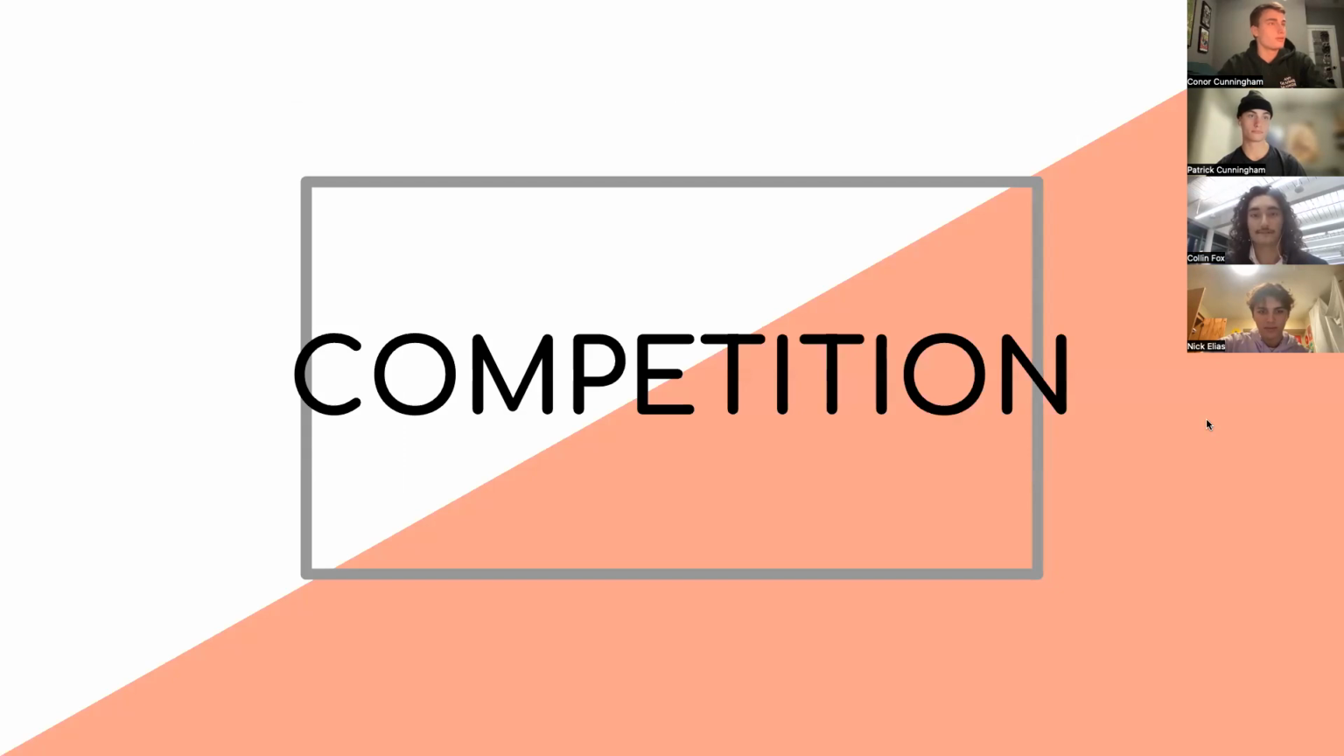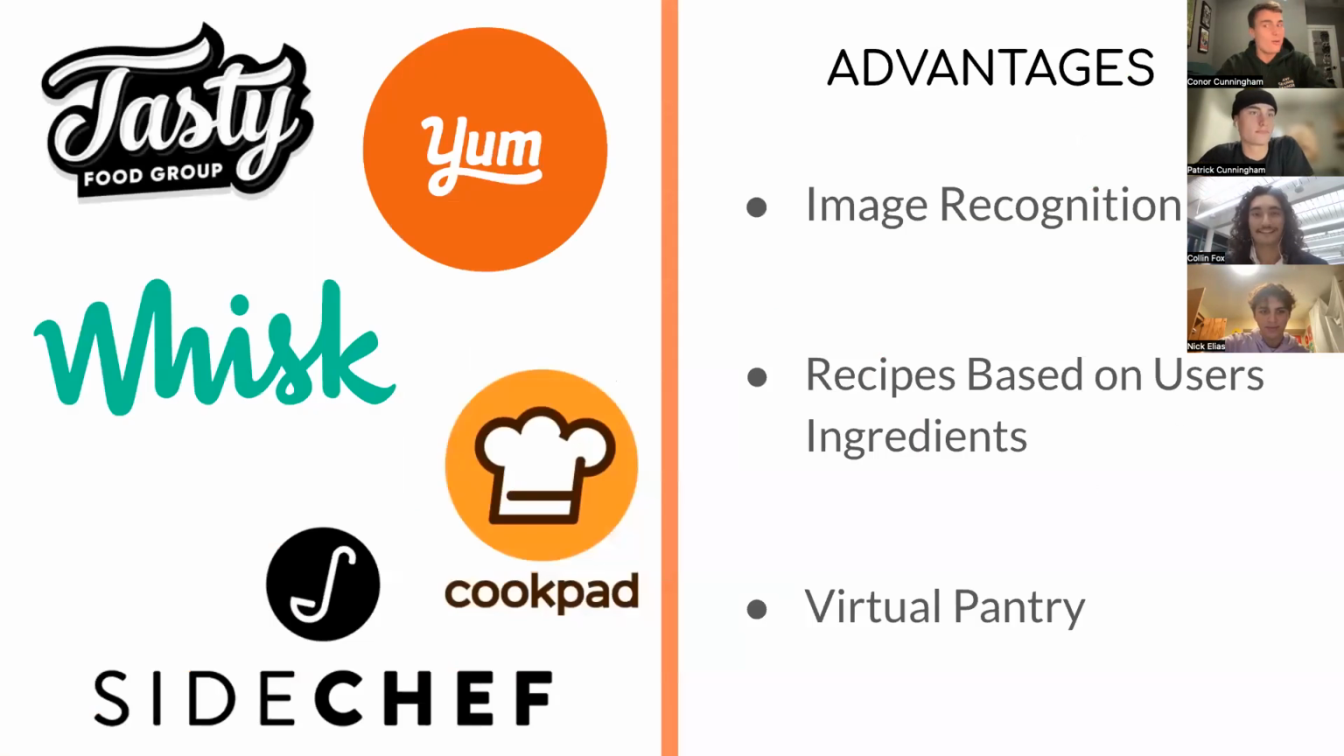All right. Here are the competing products or applications for our app. But what these apps didn't have was our image recognition and the ability to curate recipes based on what the user's ingredients were. We also have our virtual pantry that uses machine learning, which was very unique to our app. For sure.